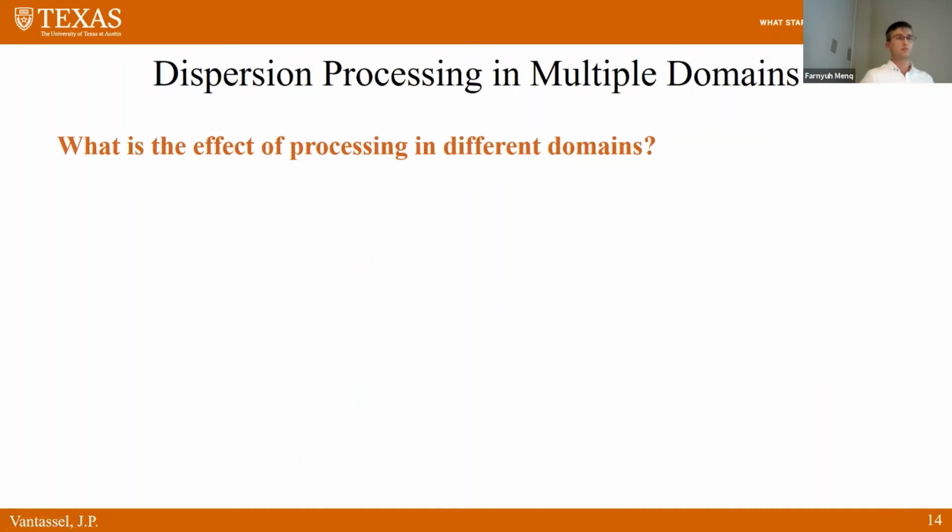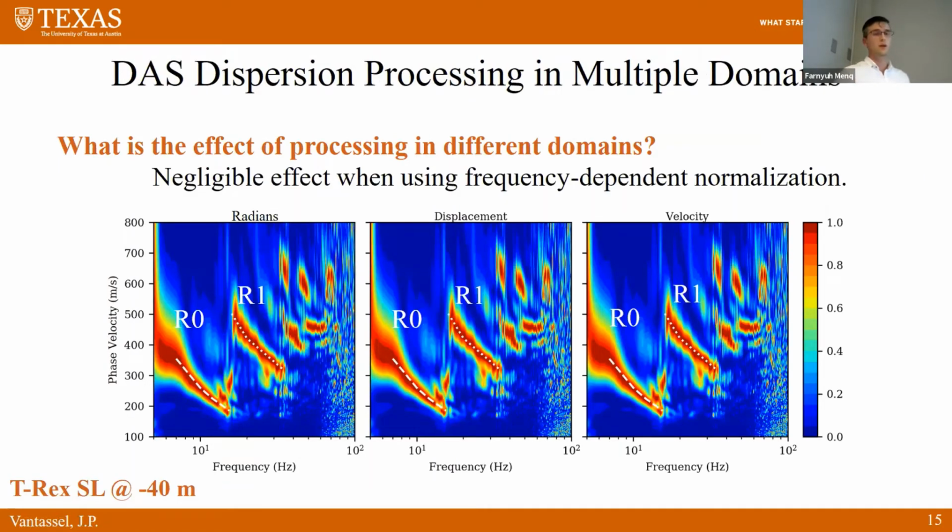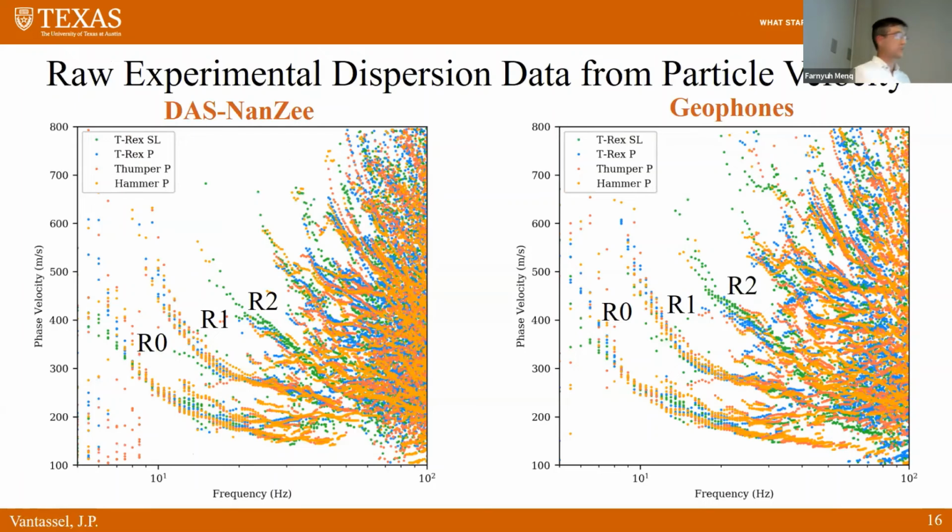Now the question becomes, what effect is there if I process in displacement versus raw units versus velocity? The good news is that if you use frequency dependent normalization, there is essentially no difference between whether you use the raw phase change in radians out of the DAS, the displacement, or the velocity. You can see in this case, with this T-Rex shot at -40 meters, we are recovering high quality fundamental and first higher Rayleigh wave modes of propagation. There are also other higher modes that are a little bit harder to identify, but they are clearly there.